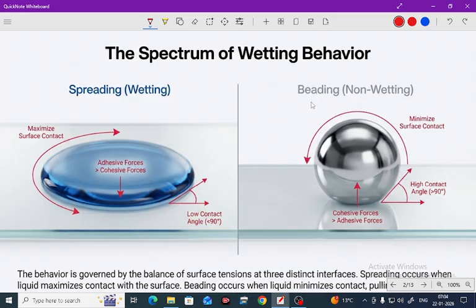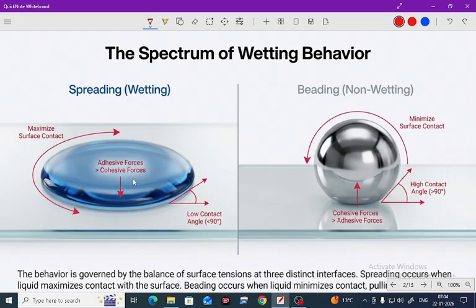But beading, or we can say non-wetting, is a circle. In this case, minimum surface area. In wetting, it is maximum surface area of contact, and in non-wetting, it is minimum surface area. And what you get is the adhesive force. In this case, adhesive force is greater than cohesive force.